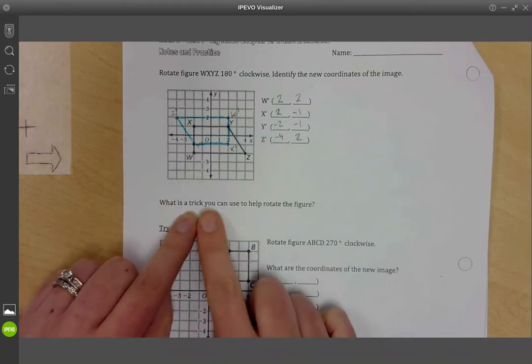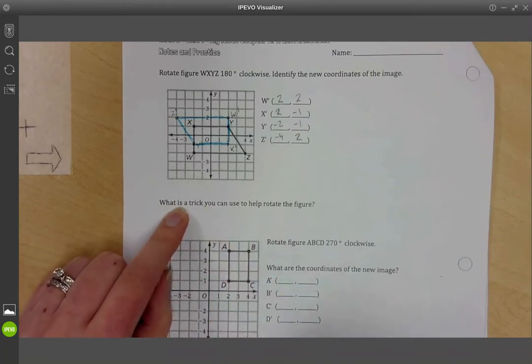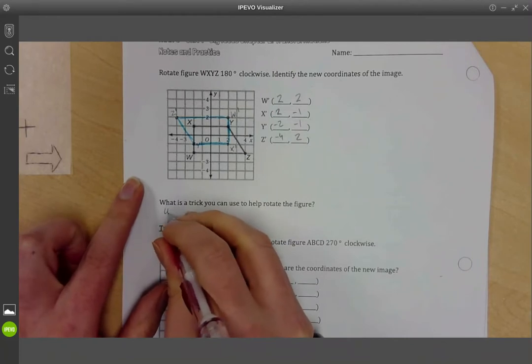So what trick can I use to help me rotate the figure? One trick we can use is that patty paper.